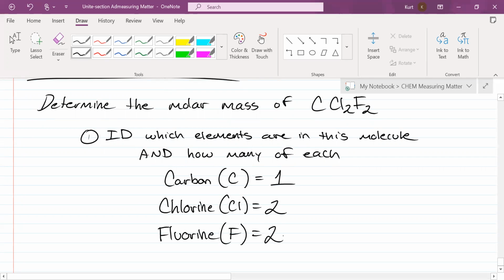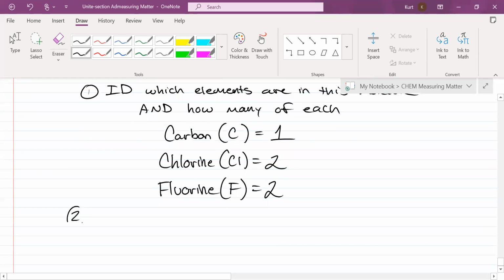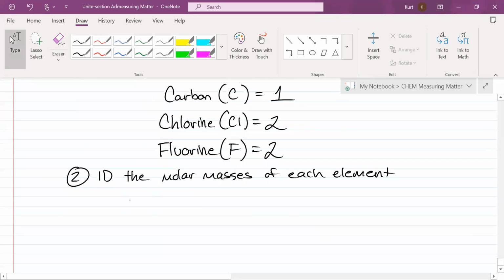Okay. That's the first thing you guys have to do when you get a problem like this. And this is what your homework is going to be tonight. You need to find the molar mass of an entire molecule or an entire compound. Now, step 2. Identify the molar masses of each element that's in that compound. Okay, so be referring to your periodic table.